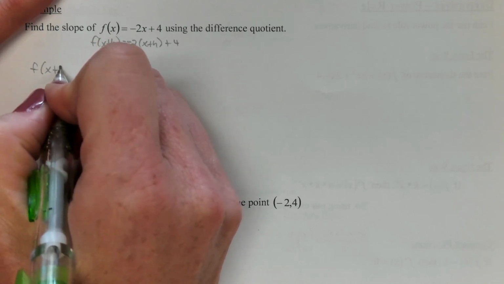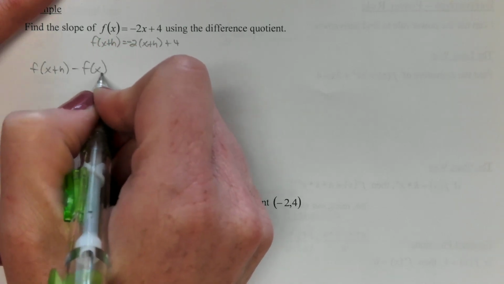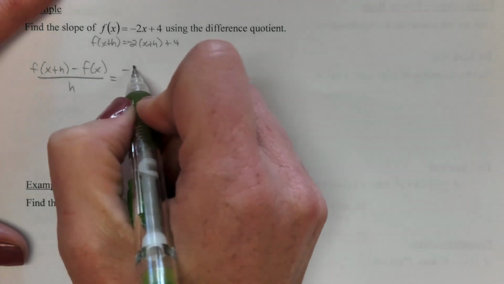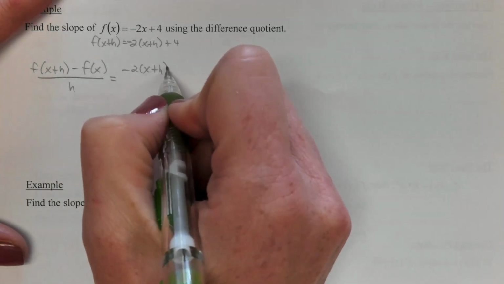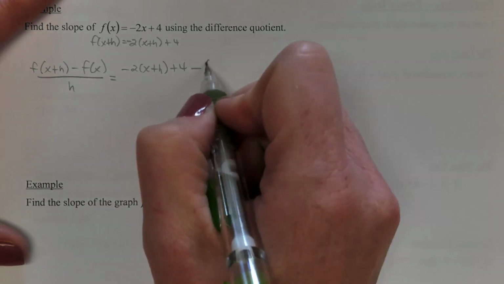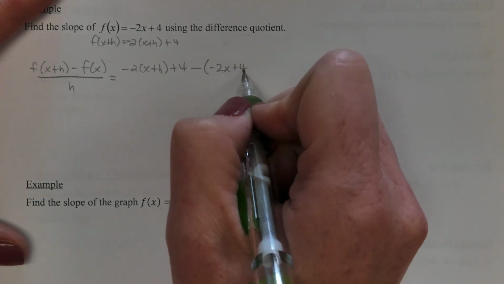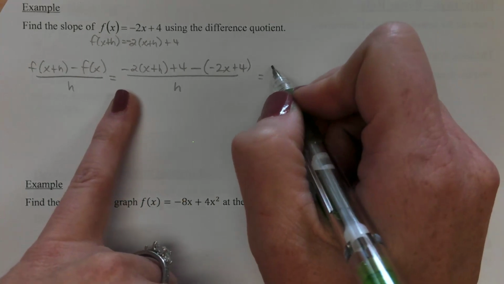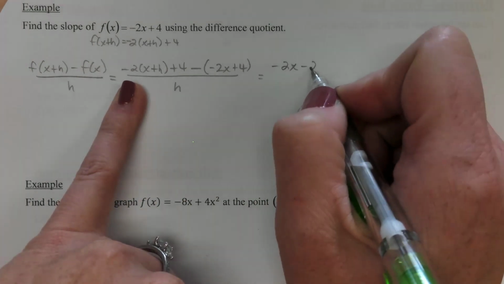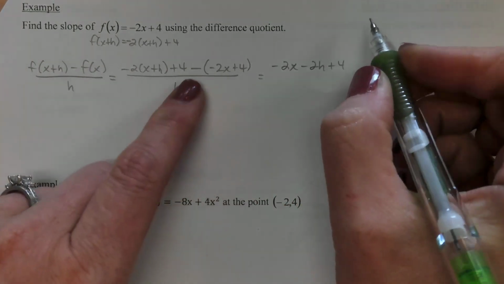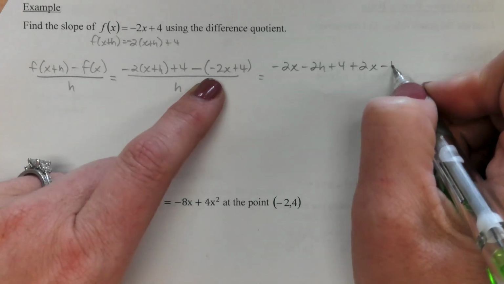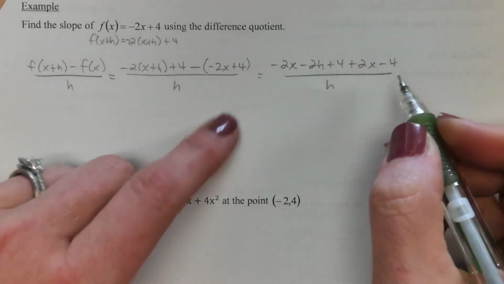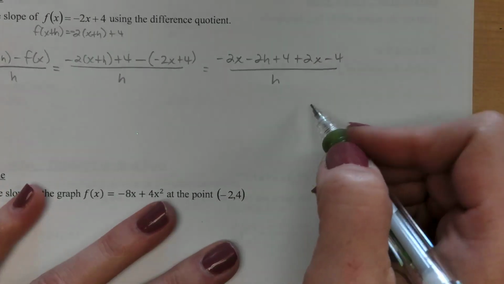I'll write it out for you, f of x plus h minus f of x all over h. Subtract the 2, so negative 2 times x plus h plus 4 minus our function all over h. Let's do a little simplifying, so I'll distribute my 2. I will distribute this negative.